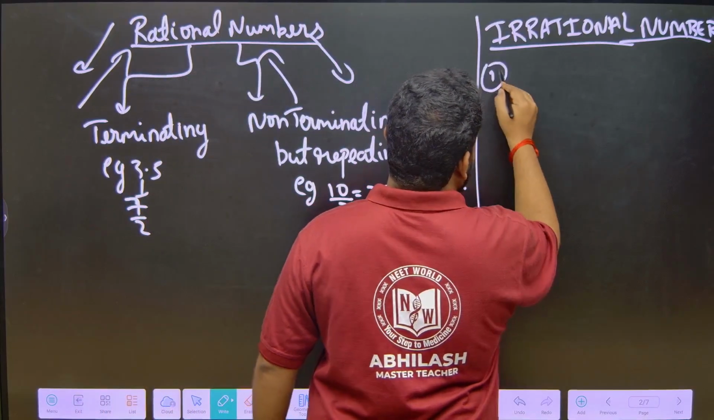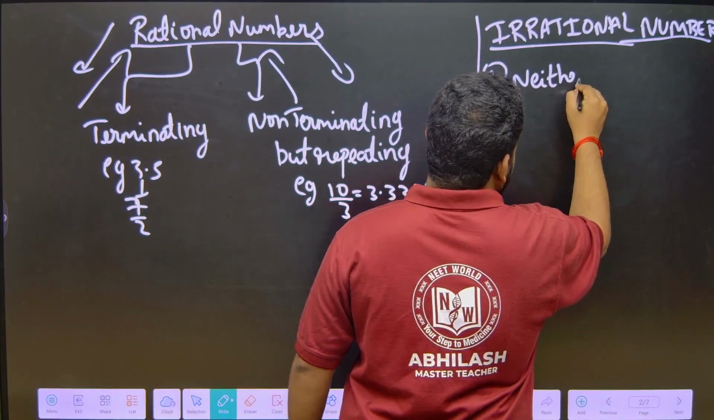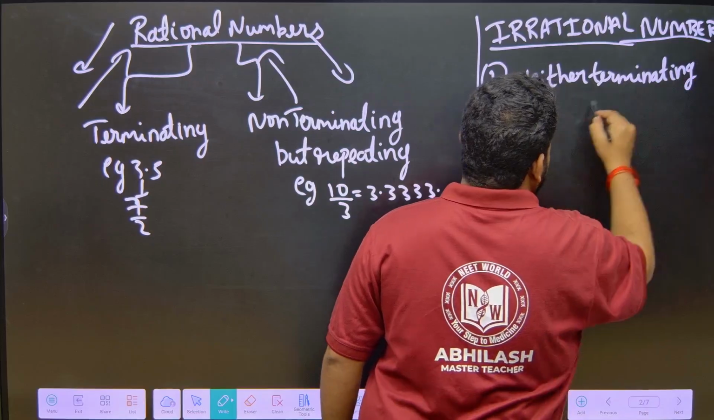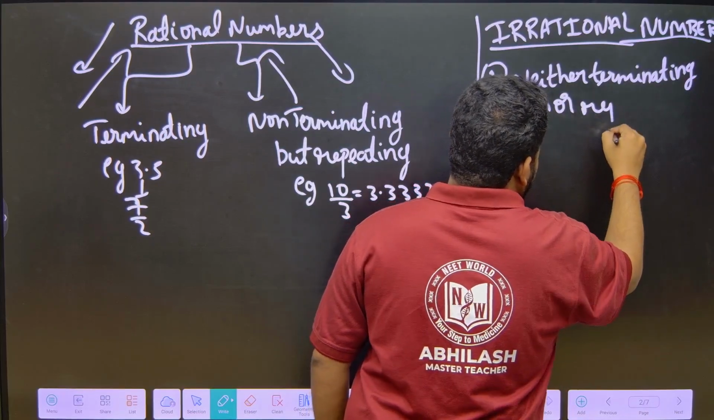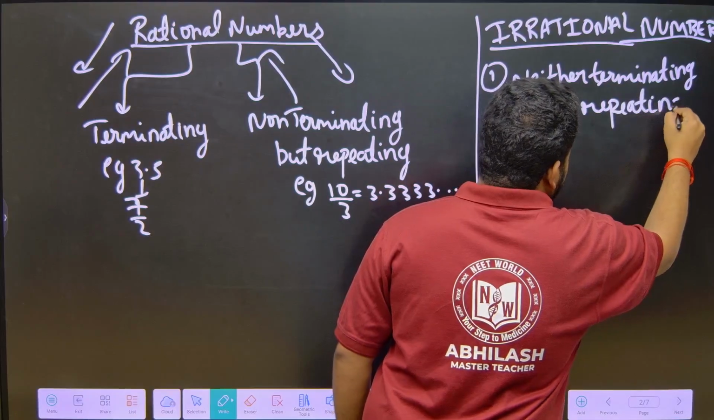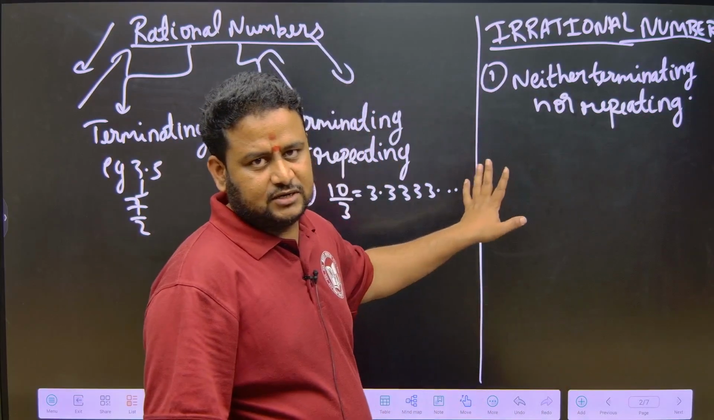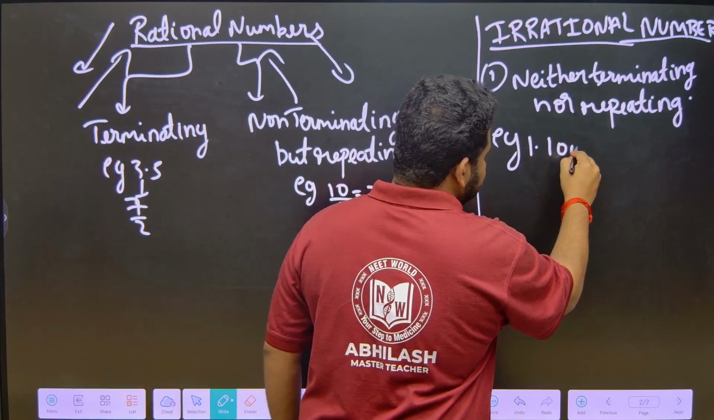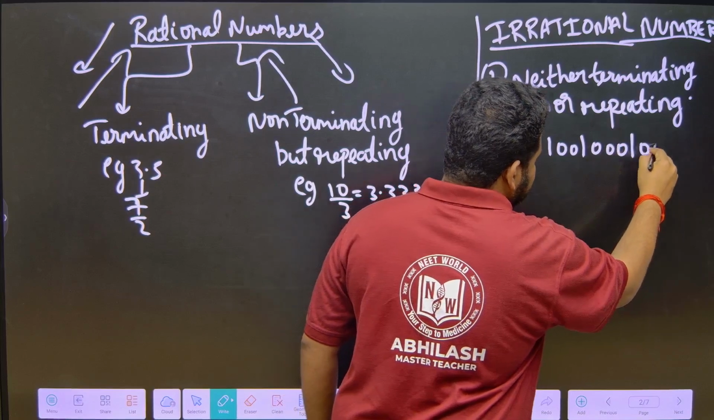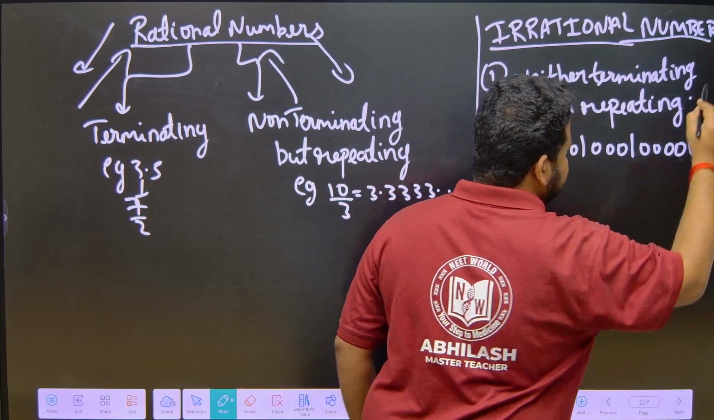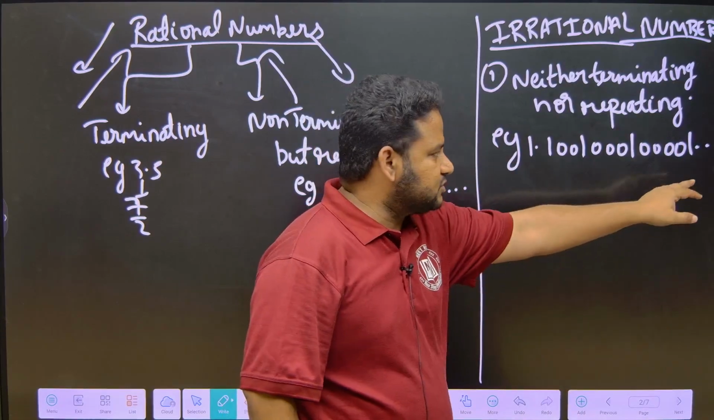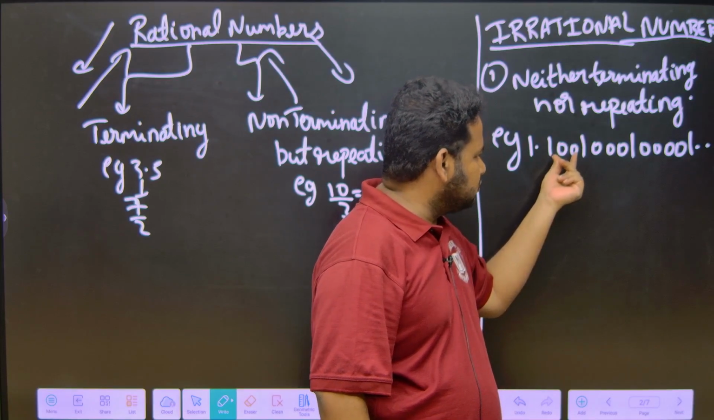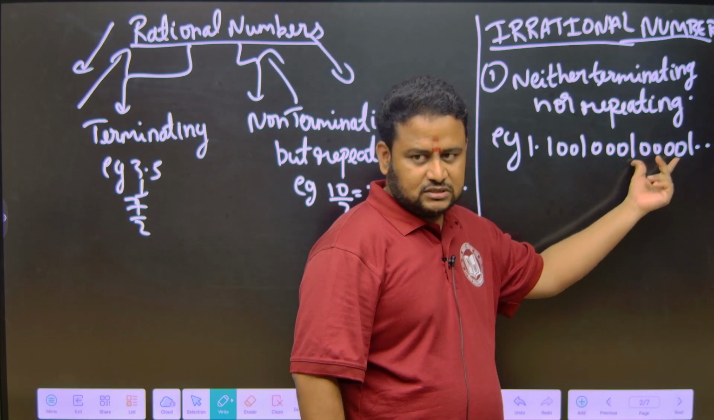It is neither terminating nor repeating, it is an irrational number. Example, see here, I can write it as 1.10010001000001 and it goes on like this. Dot means it is not terminating. I am writing like this. It is not repeating. See here we are having 2 zeros, here we are having 3 zeros, here we are having 4 zeros. That is, it is not repeating.